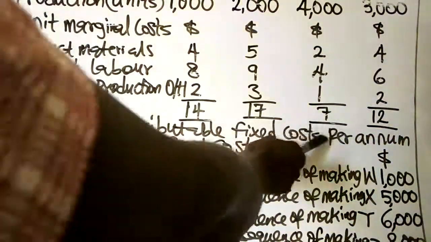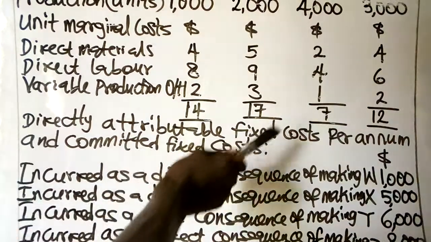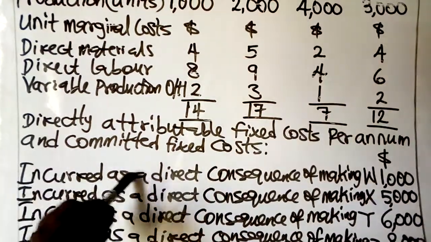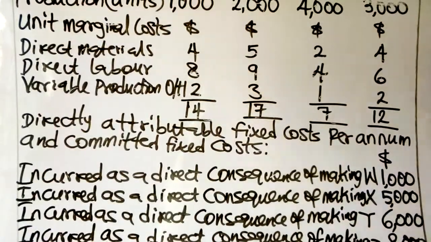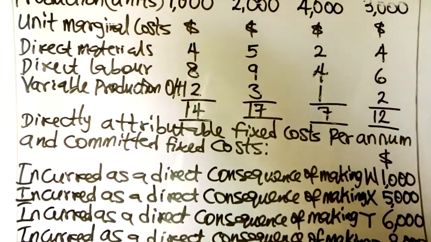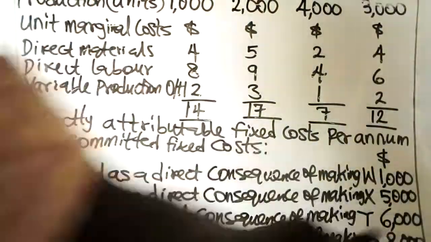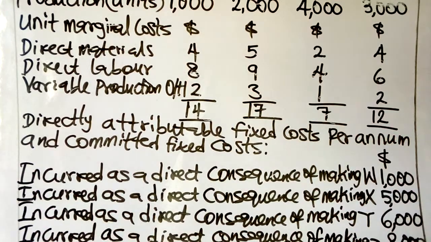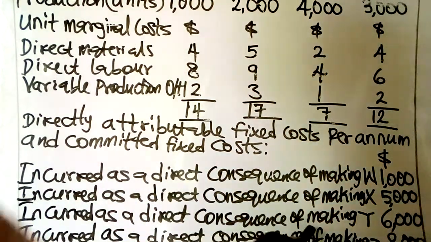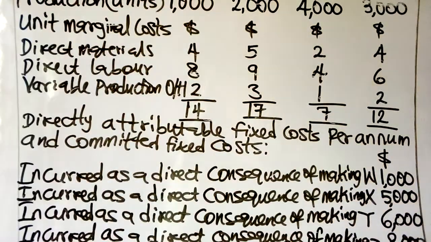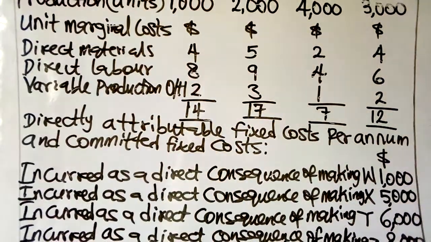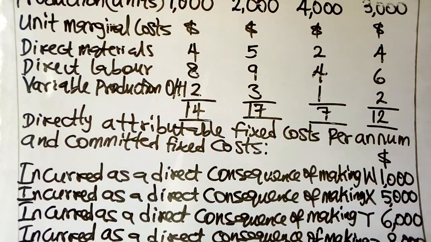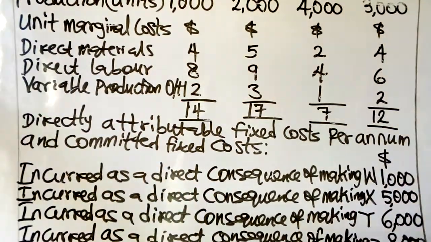Directly attributable fixed costs and committed fixed costs are given. Incurred as a direct consequence of making W, $1,000. Incurred as a direct consequence of making X, $5,000. Making Y, $6,000. Making Z, $8,000. Other fixed cost committed, $30,000. Then we have $50,000 as the total.